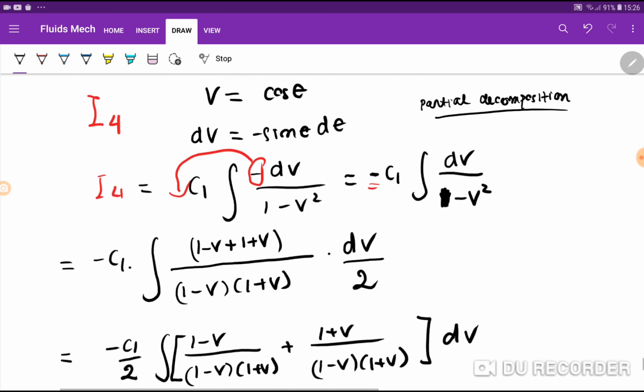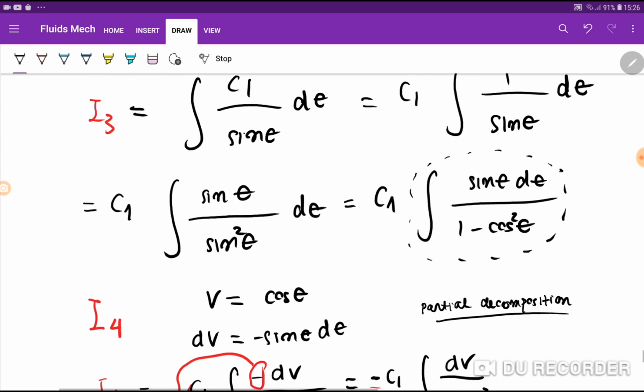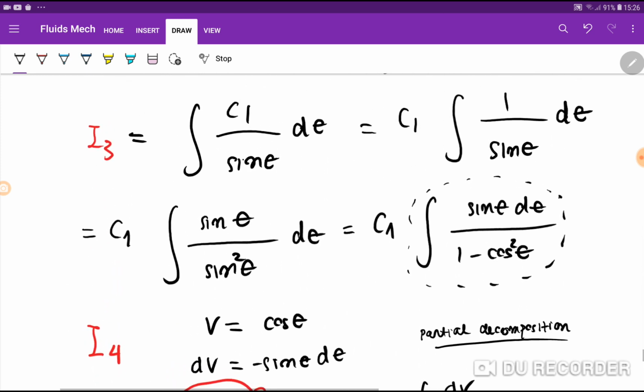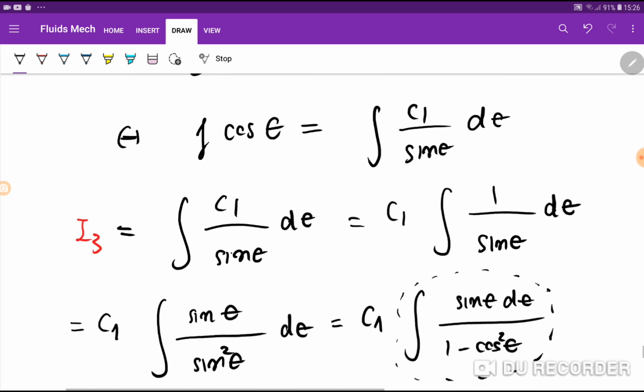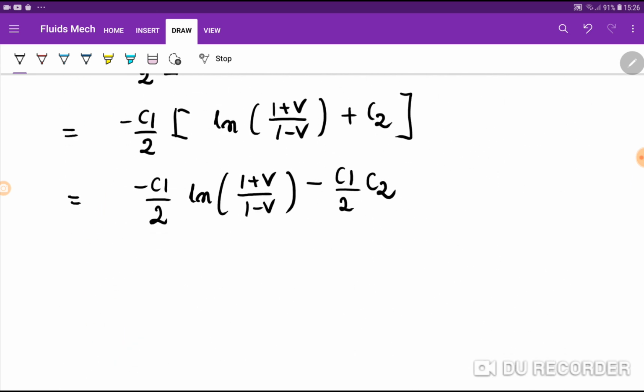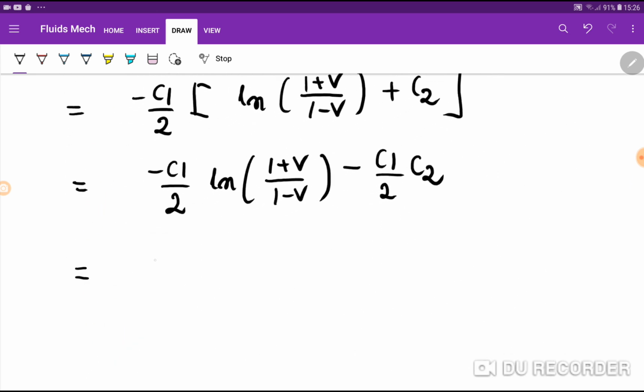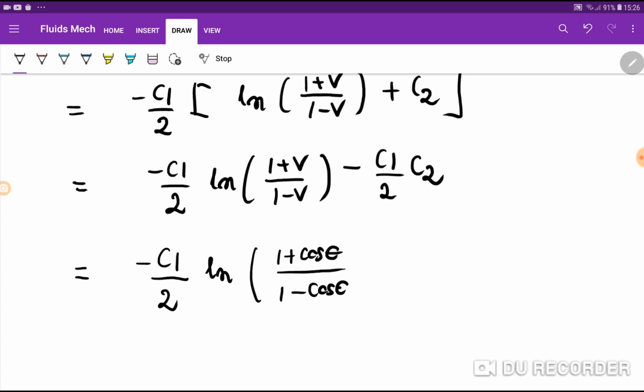Okay, now I'm going to let v equal cos theta. I'm going to return it to the original form, like a demon, like an evil human who becomes the demon again after a while. Like he had to return to the form, like if you watch Captain Marvel. So 1 plus cos theta over 1 minus cos theta, minus c1 c2 over 2.